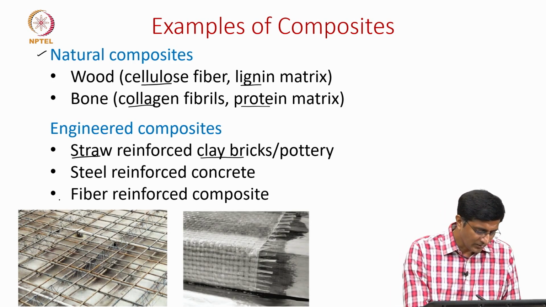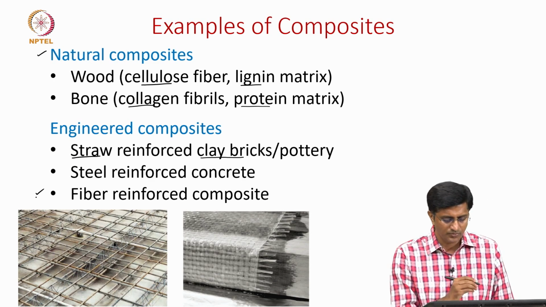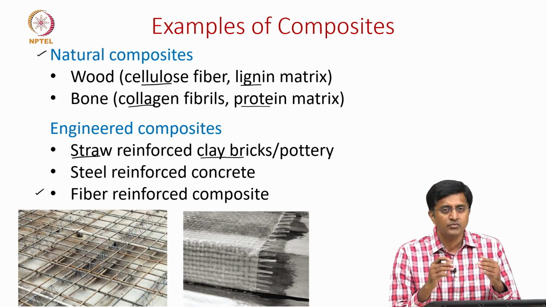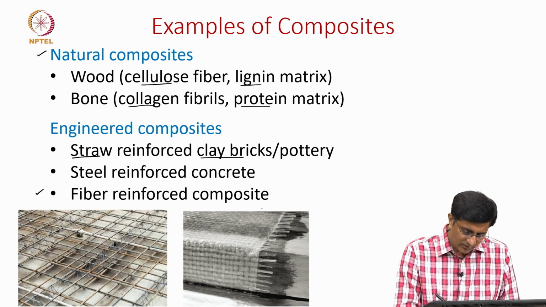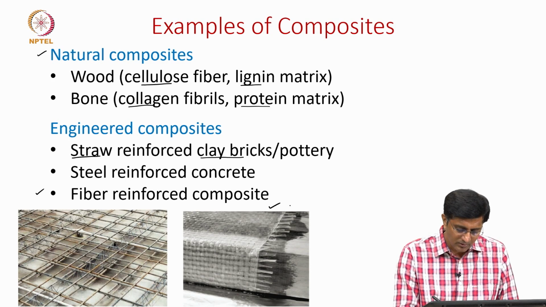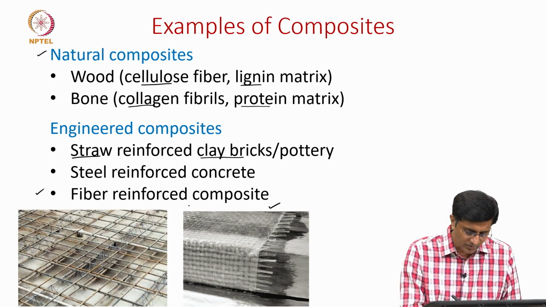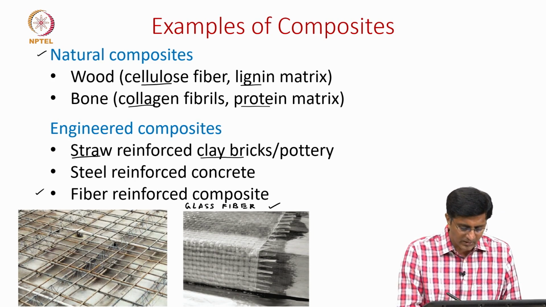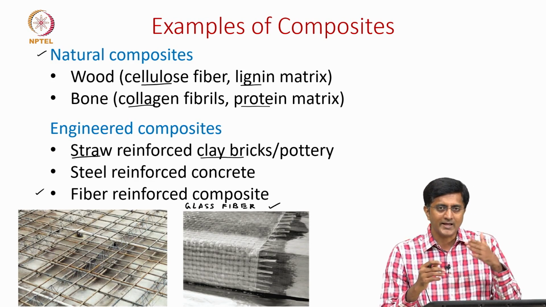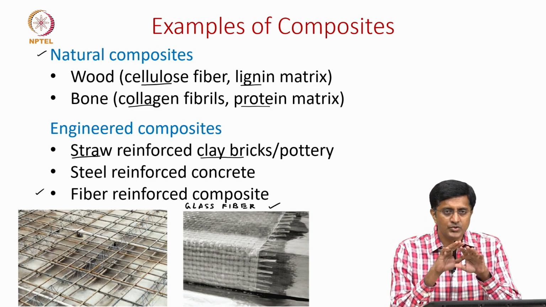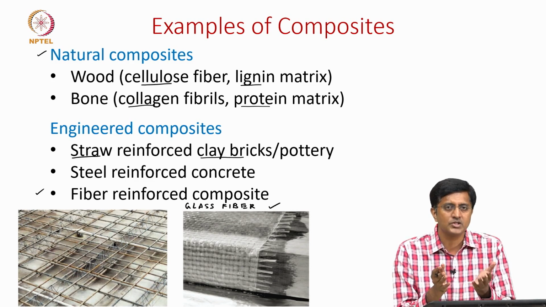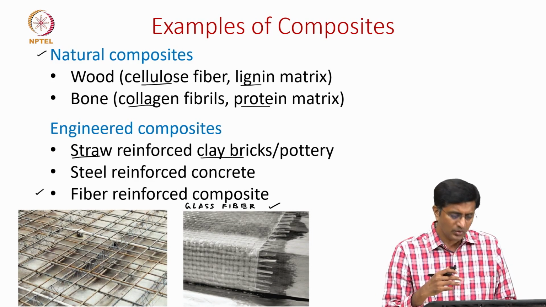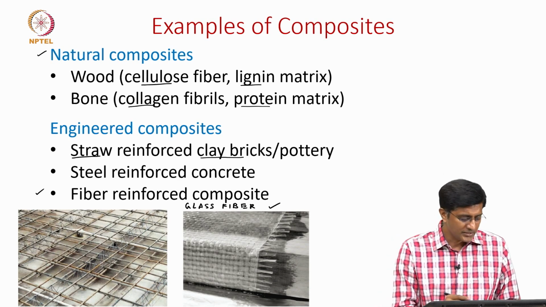Moreover, we also have these fiber reinforced composites where we have fibers which are reinforced in a matrix material. What we see here is one example, I think this is a glass fiber reinforced composite. Glass fiber means we have these glass fibers which are reinforced using another polymer such as epoxy. So, there are other kinds of composites as well.